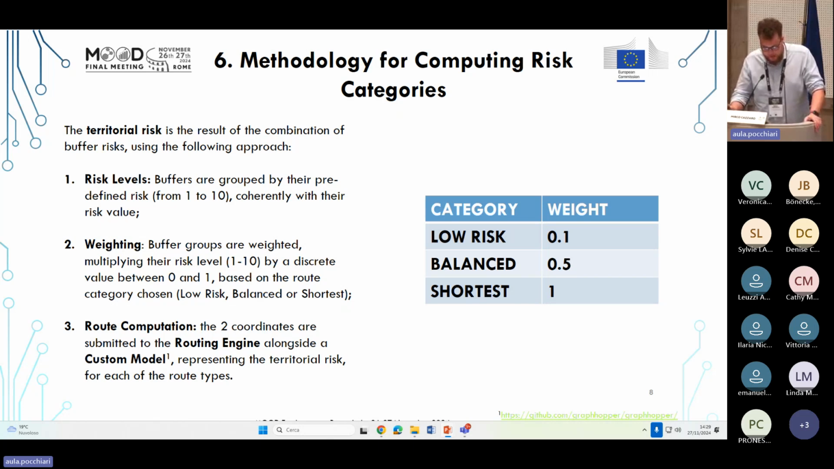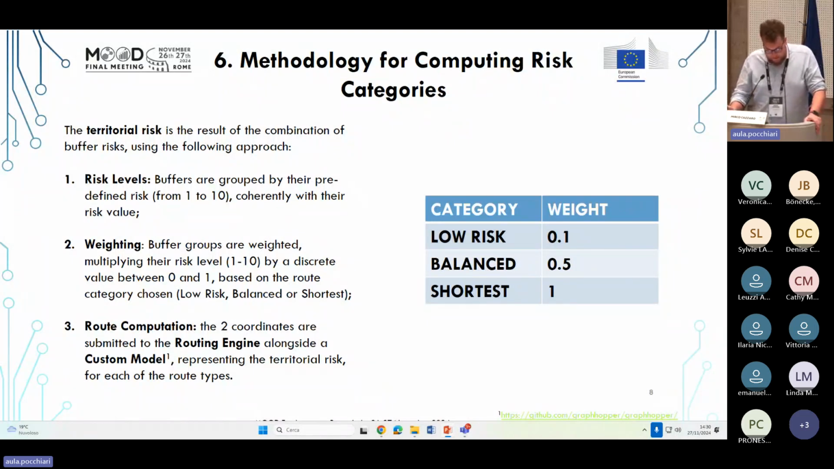So we took the complementary risk assigned to each farm, and we classified them in groups that go from 1 to 10, as GraphHopper accepts groups of geometries that have a risk that is discretized and not continuous, so we must group them.